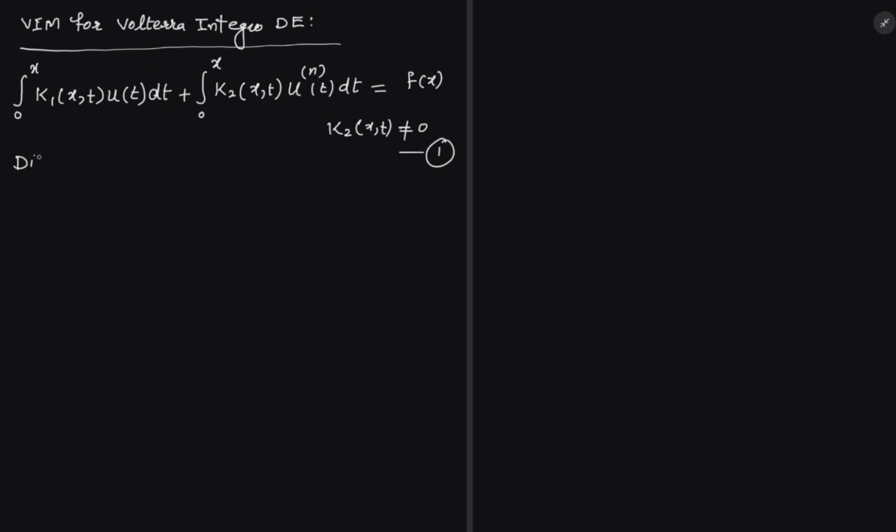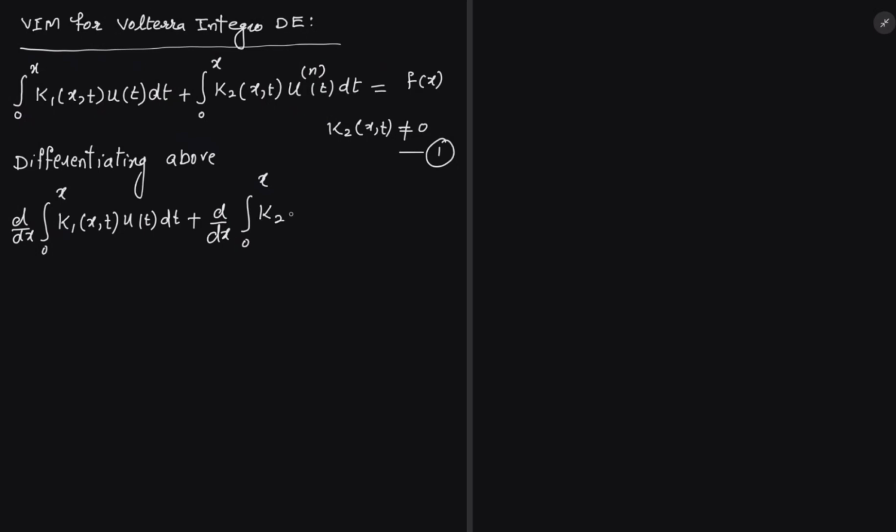So we differentiate the above with respect to x: d by dx of the integral from 0 to x of k1(x,t) u(t) dt, plus d by dx of the integral from 0 to x of k2(x,t) u nth derivative dt, is equal to d by dx of f(x). So in the next step, we apply Leibniz rule.